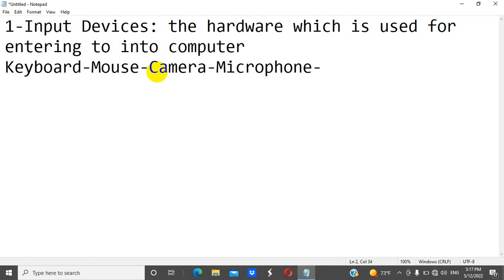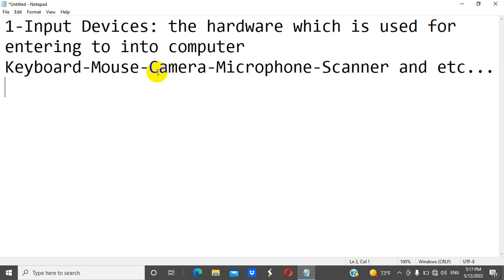And the other one is the scanner. You all know about the scanner. Scanner is a machine which scans documents, pictures and images, and brings these documents into the computer system. So scanner is an input device, and so on. All the devices which are used for entering data into the computer system, we call input devices.